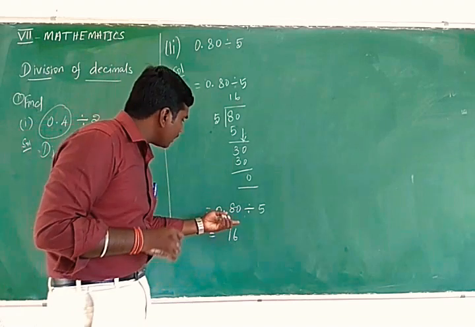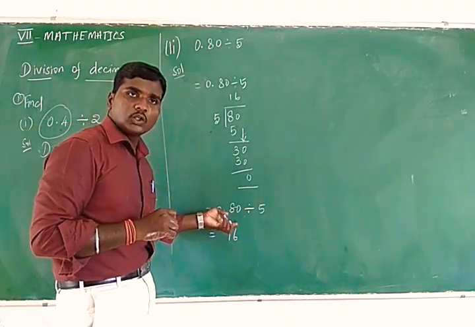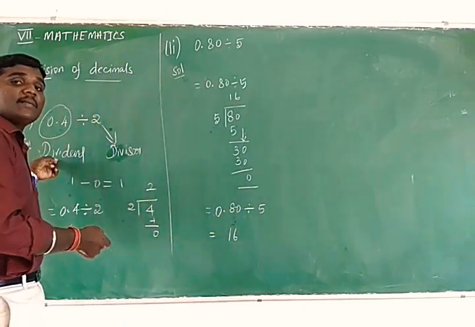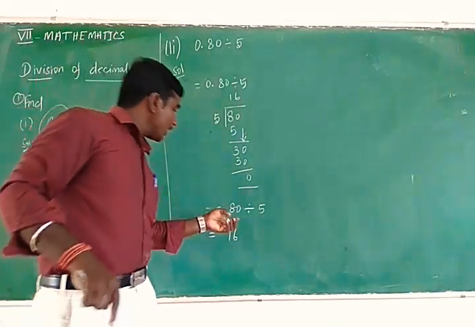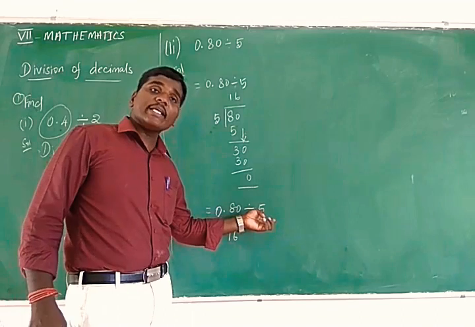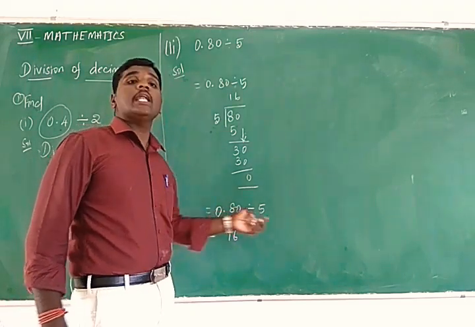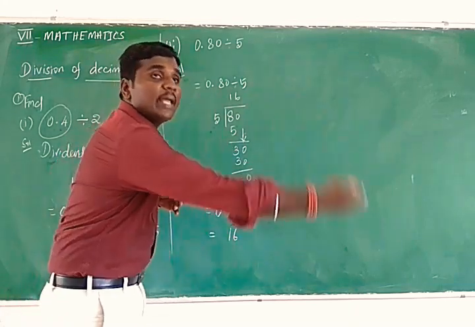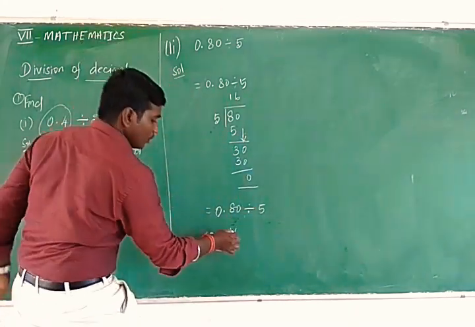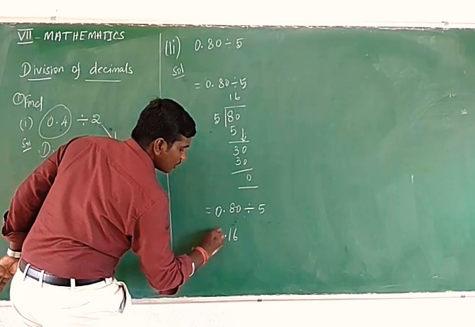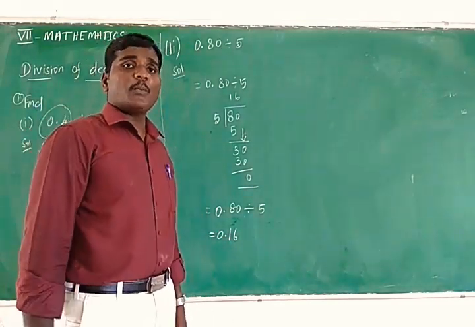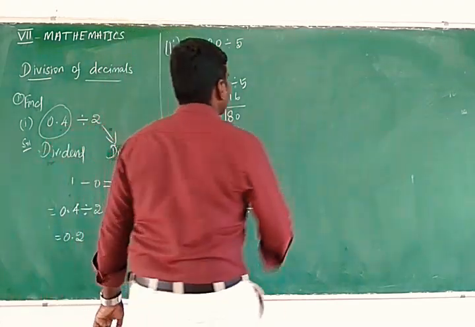Next, how many decimals are there in the dividend? 2. In the divisor, how many decimals are there? 0. So 2 minus 0 is 2. So you place the decimal after 2 digits from the last. 1, 2. So the answer is 0.16.